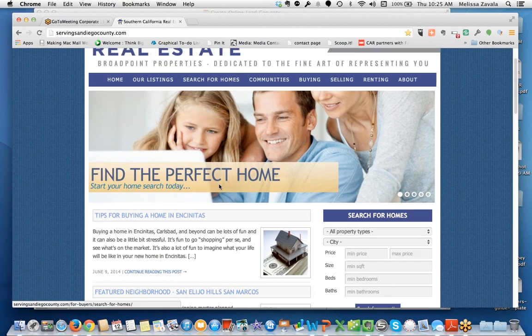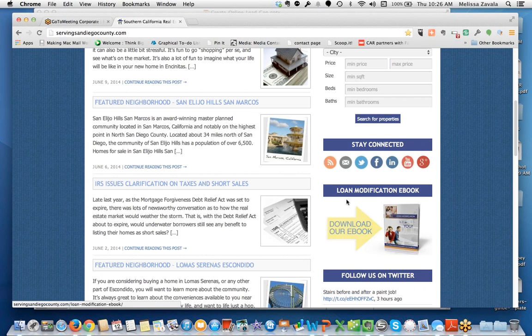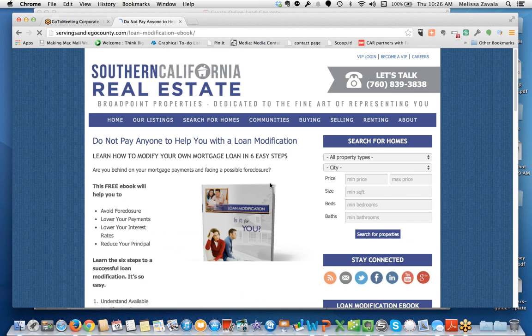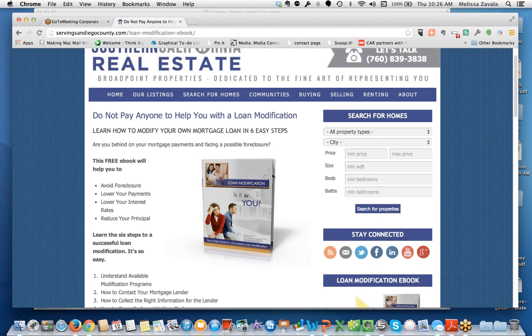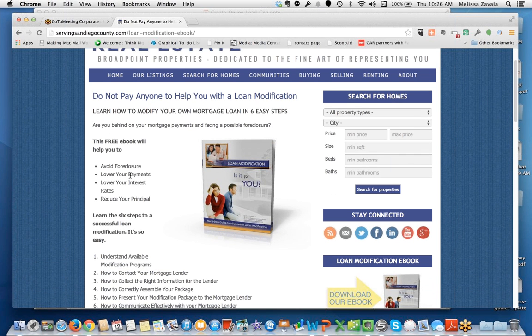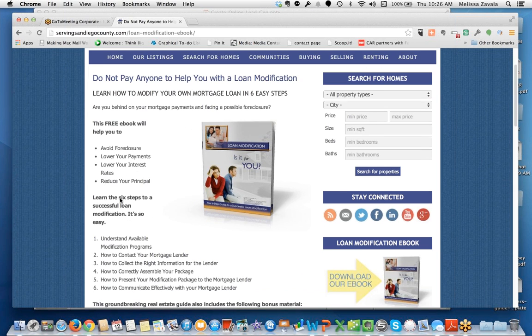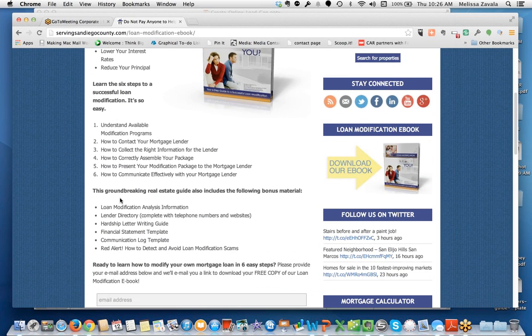So over here, they have a loan modification ebook. That was my example. So you download our ebook and you click here, and you get to a page with some of the benefits. Learn how to modify your own mortgage in 6 easy steps. And then the benefits: you lower your payments, you lower your interest rates. Remember, we were talking about benefits versus features. You avoid foreclosure, you reduce your principal. These are all key benefits. And then it goes through what's in the book.